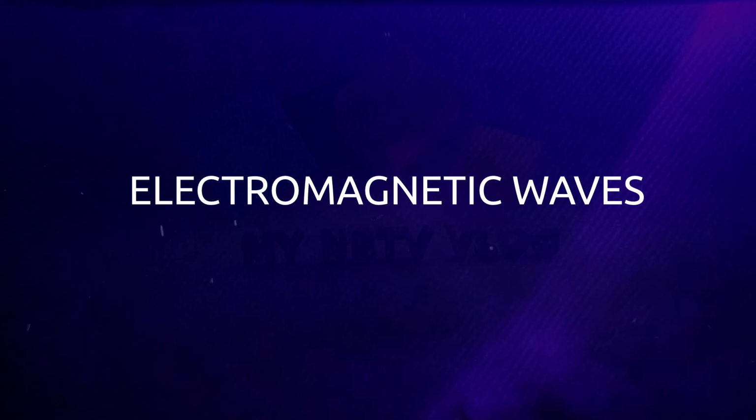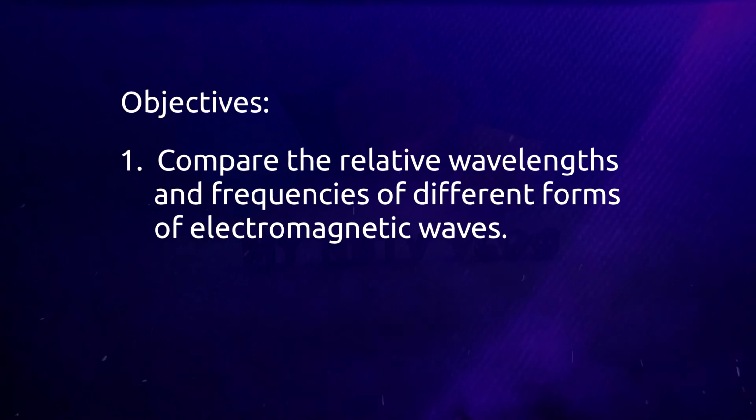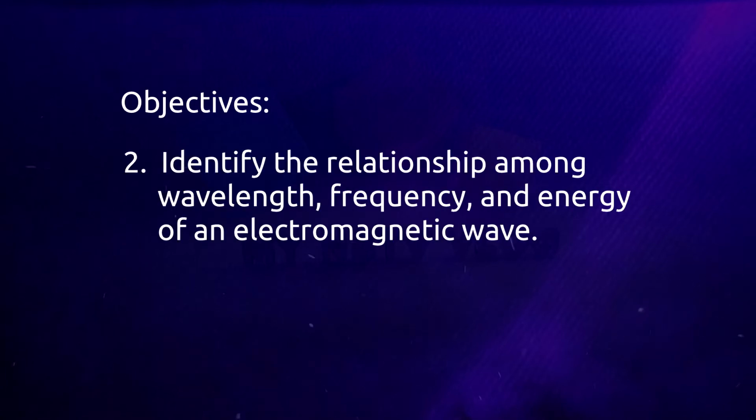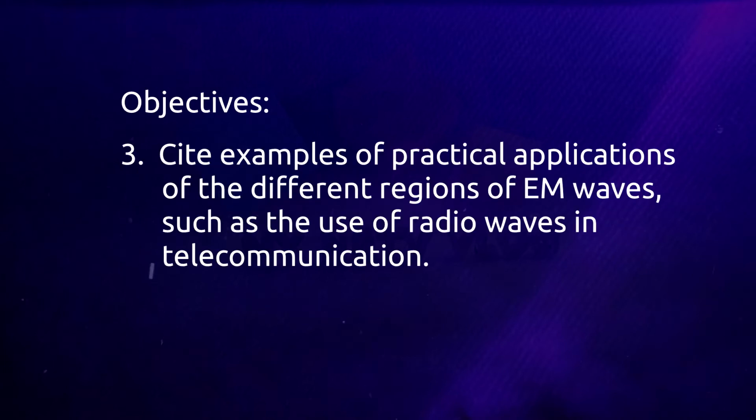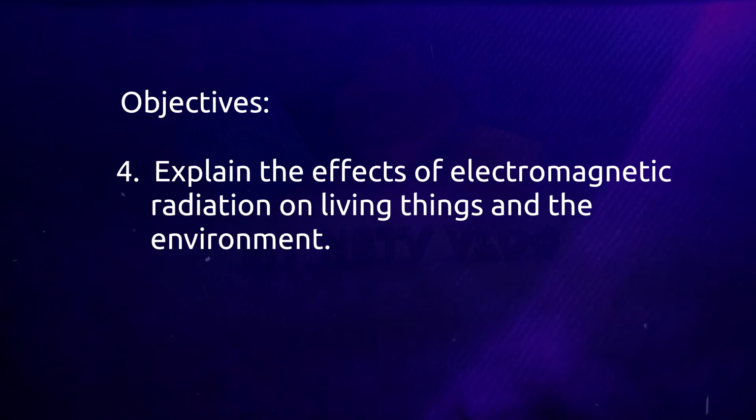At the end of the lesson, you are expected to compare the relative wavelengths and frequencies of different forms of electromagnetic waves. Identify the relationship among wavelength, frequency, and energy of an electromagnetic wave. Cite examples of practical applications of different regions of EM waves, such as the use of radio waves in telecommunication, and explain the effects of electromagnetic radiation on living things and the environment.